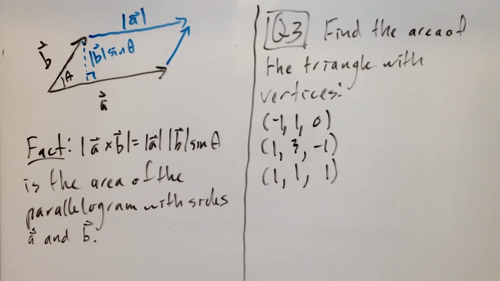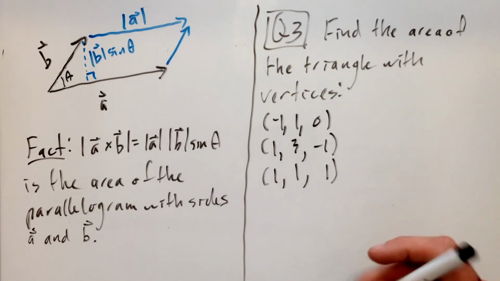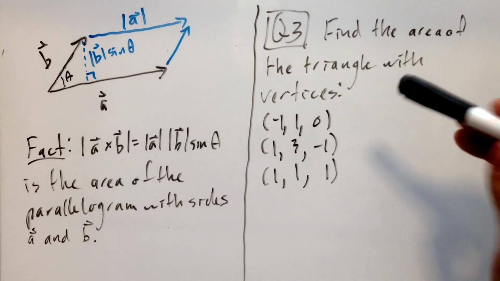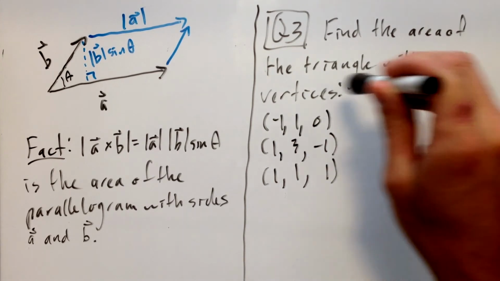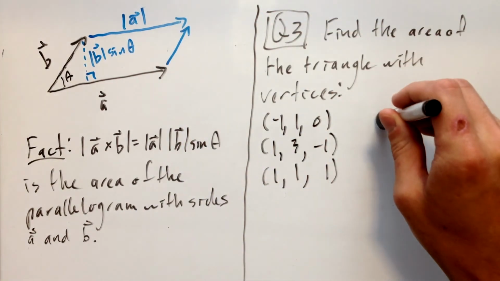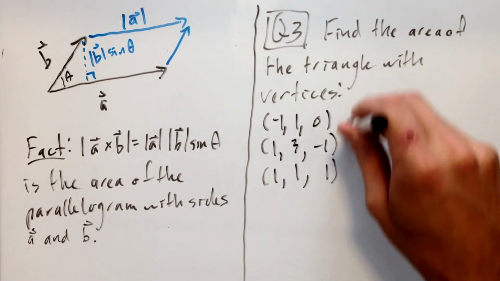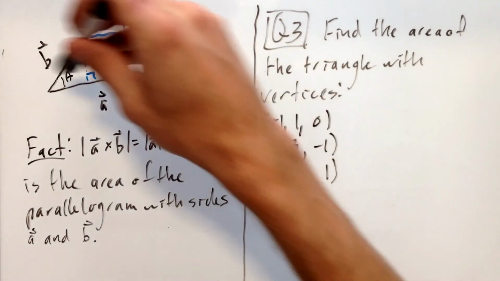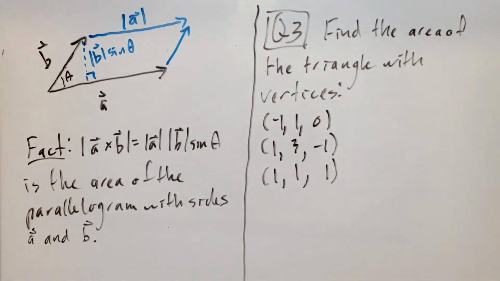So question number 3, let's find the area of the triangle with vertices given by these 3 points. Let's think about that carefully. First, how does the area of a triangle correspond to the area of a parallelogram? Second, how can we use these 3 points to get some vectors that describe some parallelogram, and then get the area of that and translate that all back to a triangle?